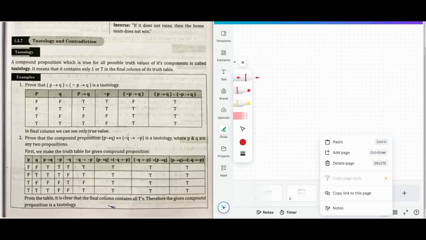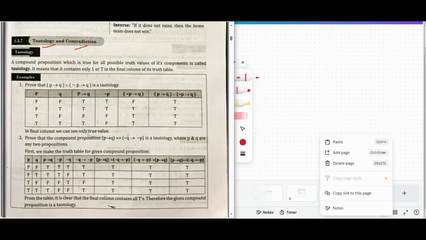So moving on with the next topic, tautology and contradiction, which is a very important question of your paper. In every model question paper you will get it, and even in the finals you may get the question from here. It is a very important topic, which will come for 5 marks or 6 marks. So we will discuss what is meant by tautology and what is meant by contradiction.